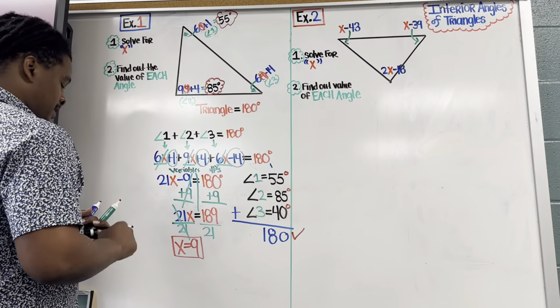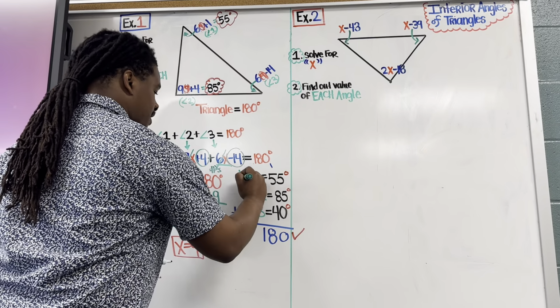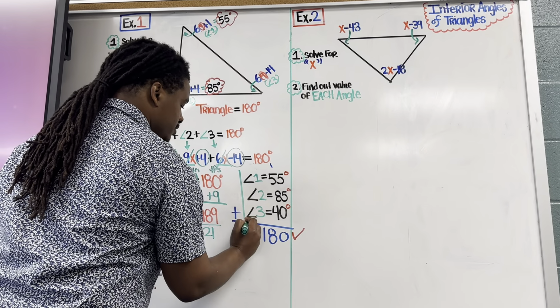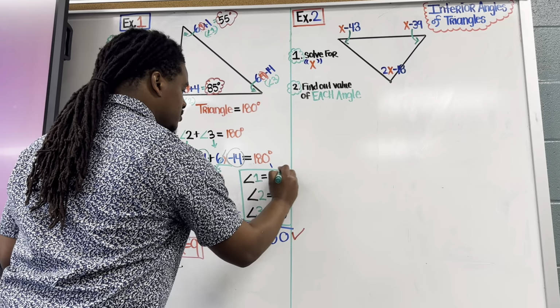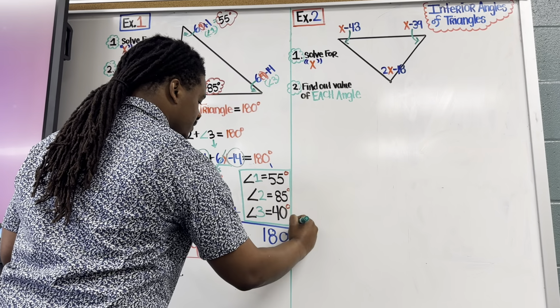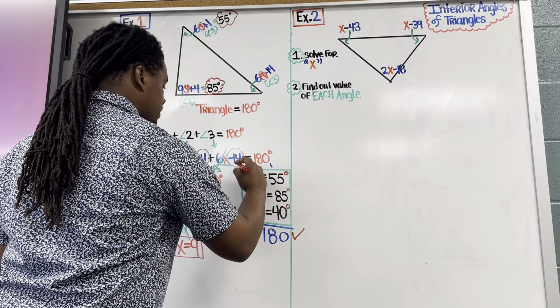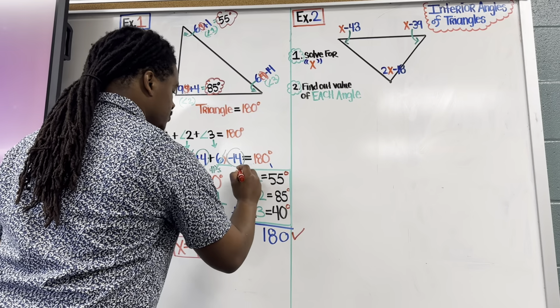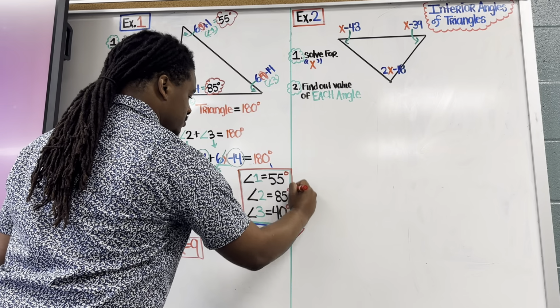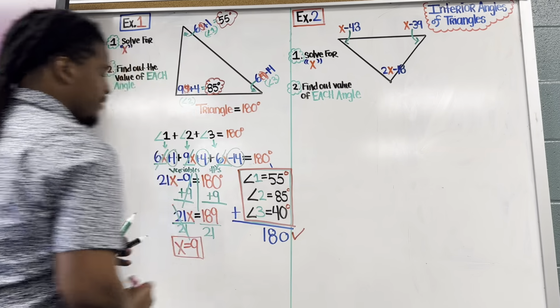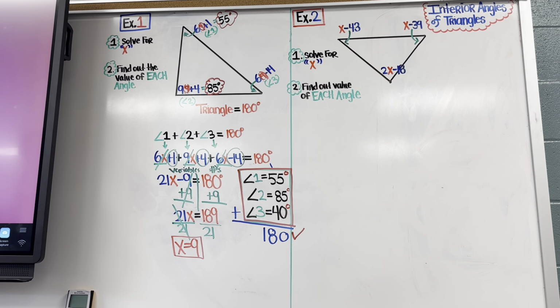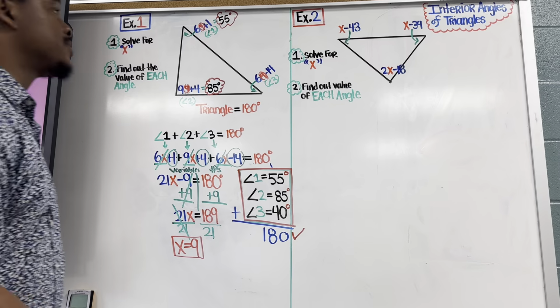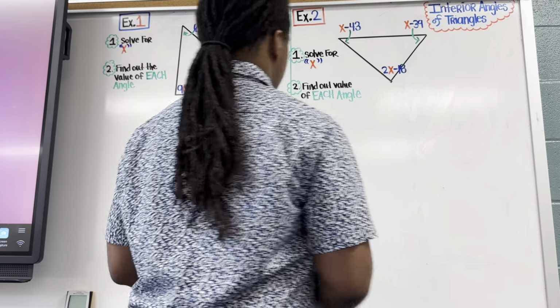That lets me know that I have the right values for each angle, okay? So these are the values or the degrees of each of the angles. All right? And remember, guys, you should always check to make sure that they add up to 180. All right, let's go to number 2, same thing.